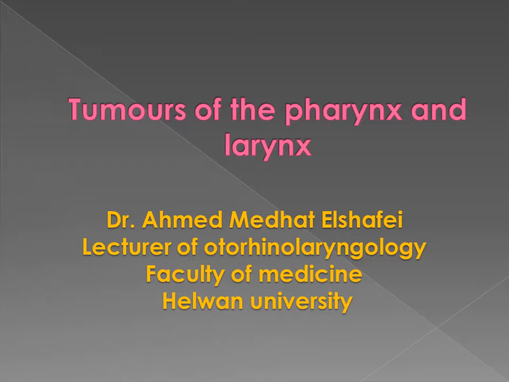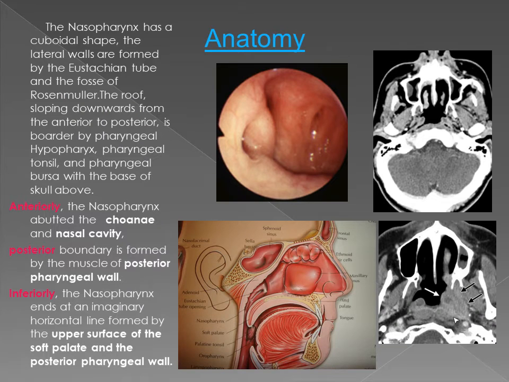To start with the pharynx, the anatomy, just a review for the anatomy of the nasopharynx. The nasopharynx, it's the post-nasal space. It's a cuboidal shape. The lateral walls are formed of the Eustachian tube, and the fossa of Rosenmuller, which is one of the most important landmarks in the nasopharynx, as an origin for nasopharyngeal carcinoma. This is the commonest origin for it. And the roof of the nasopharynx has a slope downward from anterior to posterior.